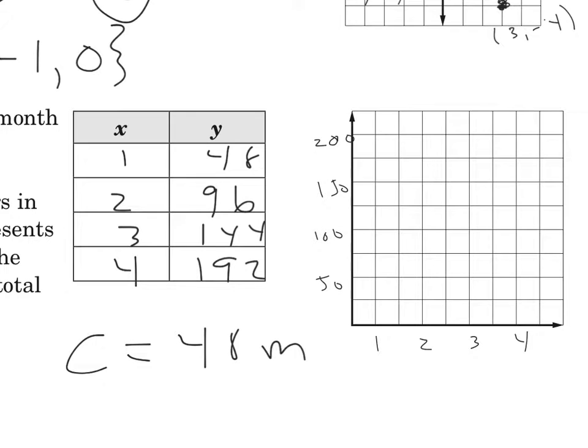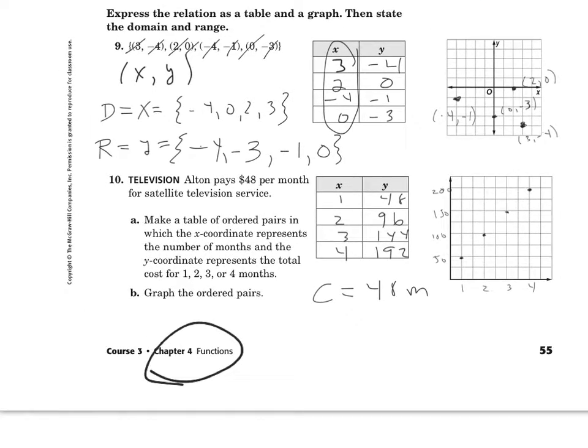And so on the first month, you're paying $48, which is right about there. On the second month, you're paying $96, which is right in there. On the third month, you're paying $144, which is right in there. And on the fourth month, you're paying $192, which is right about in there. And so this would be the answer to problem number 10, where we write the equation, we fill in the table, and we graph it.